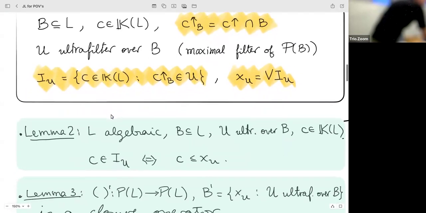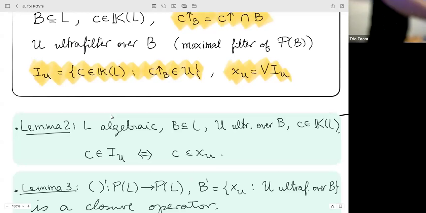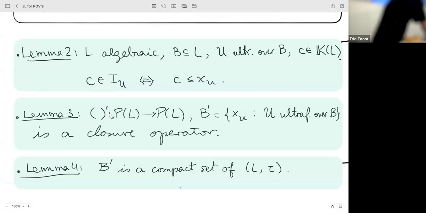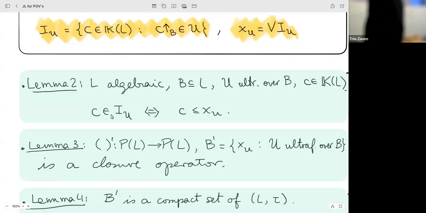Now, my Lemma 2 is going to tell me something about this. Let me show you the definition again: X_U is the join of I_U. Obviously, if you have a compact element that belongs to I_U, then it will be smaller than X_U, because this is the join of them all. But this lemma says that the other direction also works. Every time you have a compact element that is below X_U, then that compact element will belong to the set I_U.